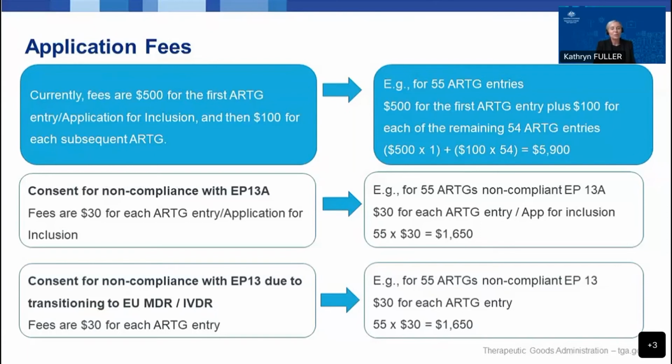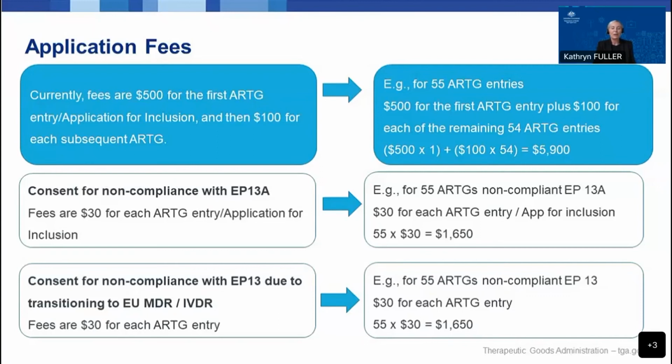On the 29th of October last year, amendments to the therapeutic goods regulations came into effect, providing reduced fees for applications for consent to import, supply, or export devices non-compliant with EP13A. The fees for these applications is a flat fee of $30 for each ARTG entry or application for inclusion. This means that for an application for consent solely related with non-compliance to EP13A, where there are 55 ARTG entries, the total cost would be $1,650.